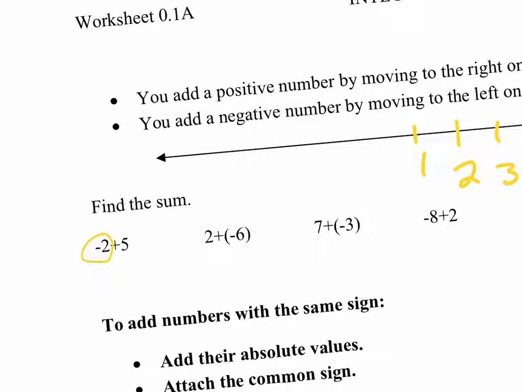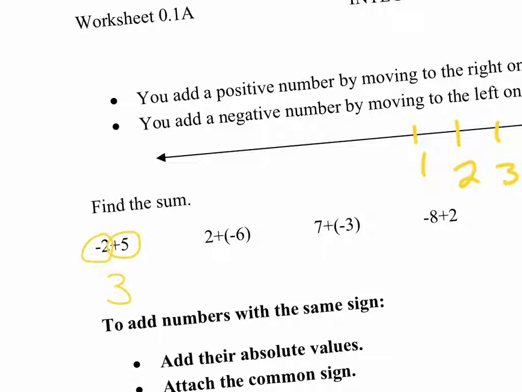So I have a negative 2 and a positive 5. So those are different signs. I have a negative and a positive. So opposite signs, we subtract. 5 is bigger than 2, so I'm going to take 5 minus 2, which is 3. And 5 is positive, so I'm going to keep the positive 3.